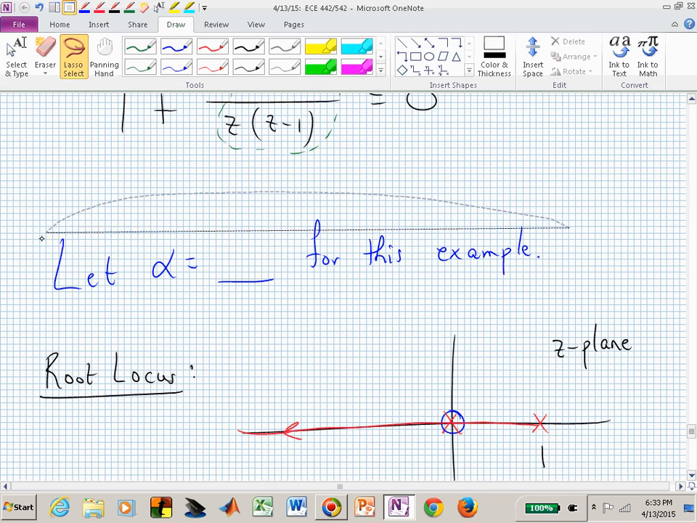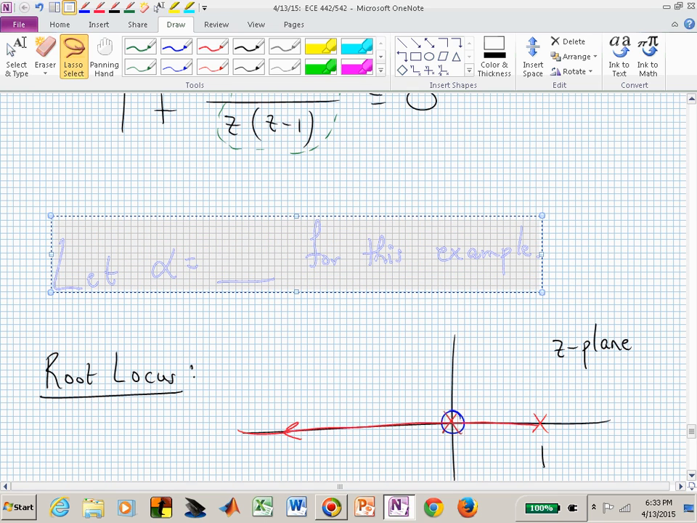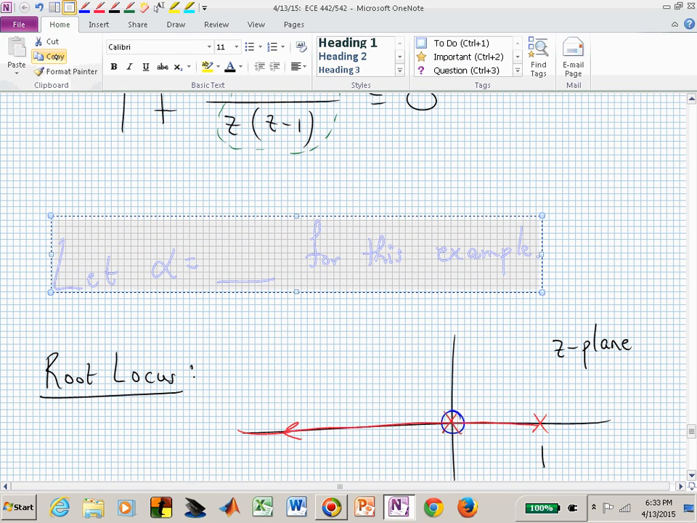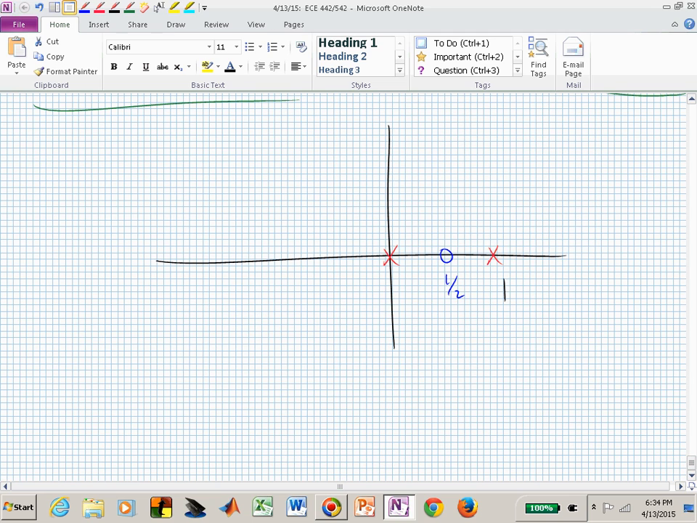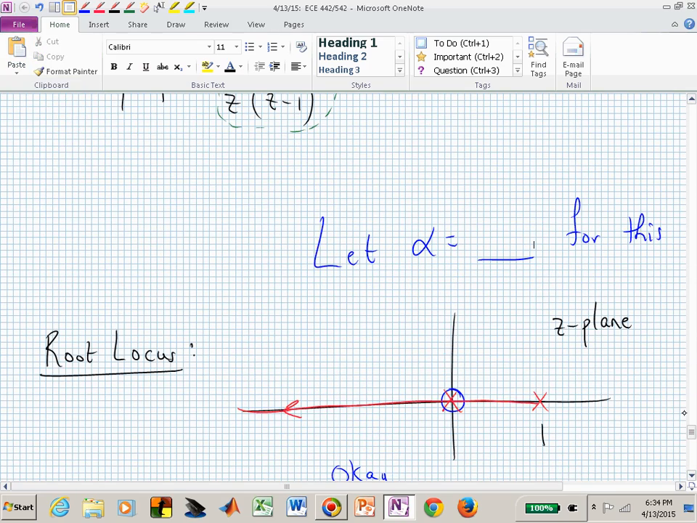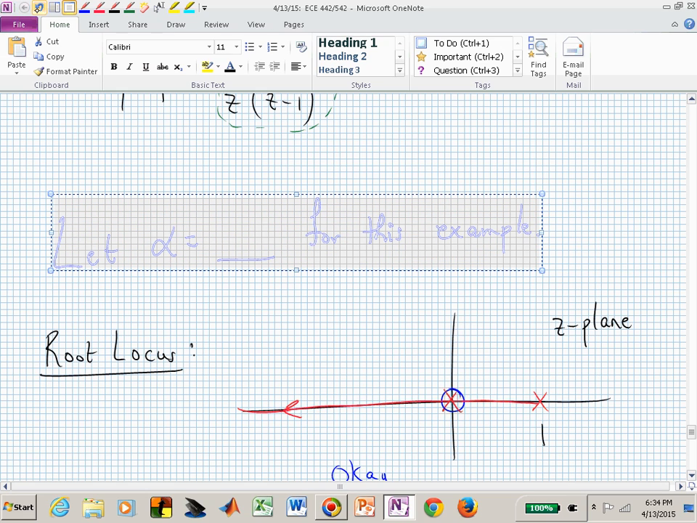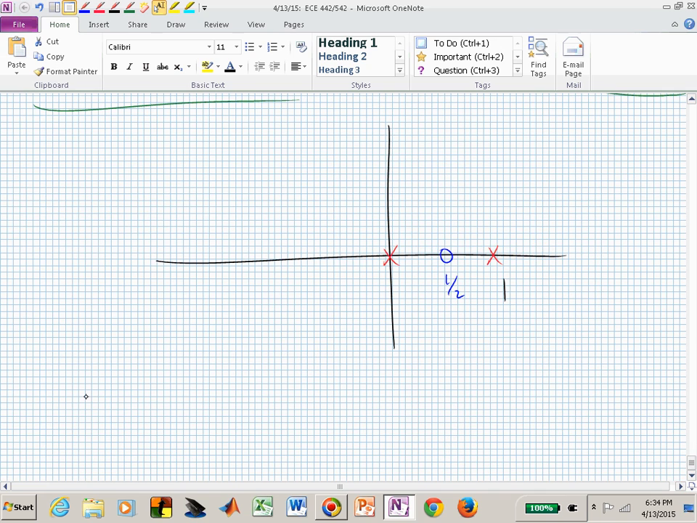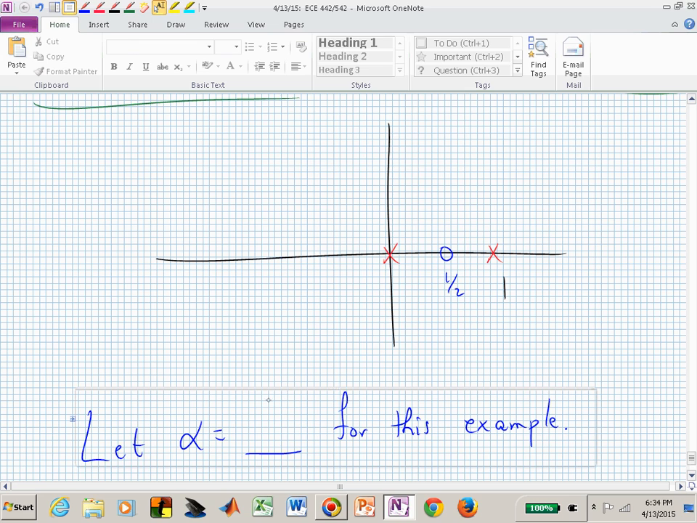If I take this, and if I didn't want to do that. Should have just typed it in. Let alpha equal 1/2. Now what's the root locus look like?